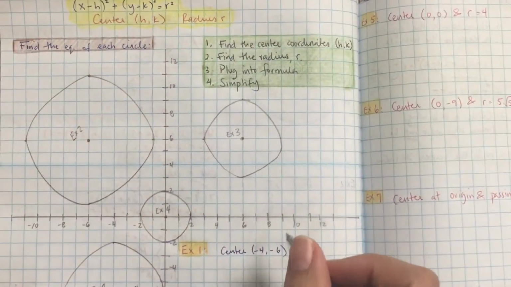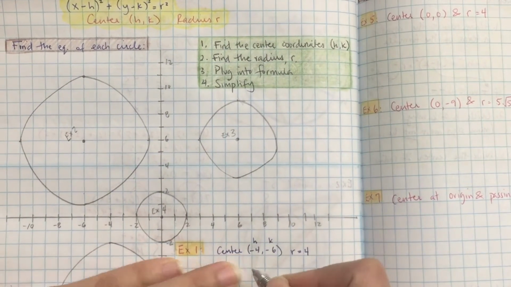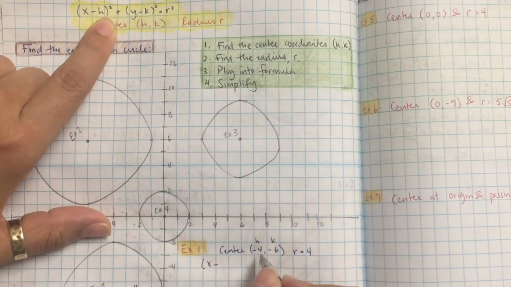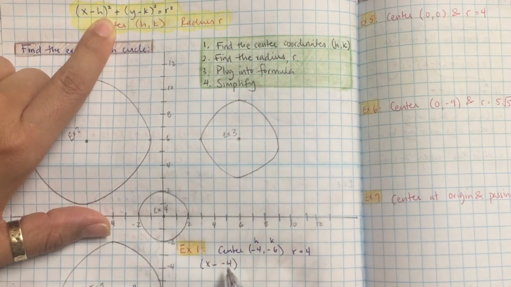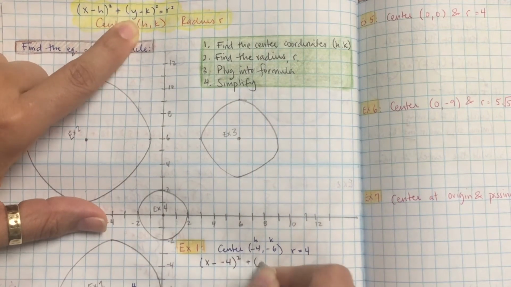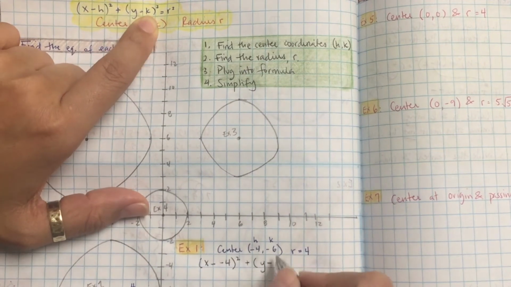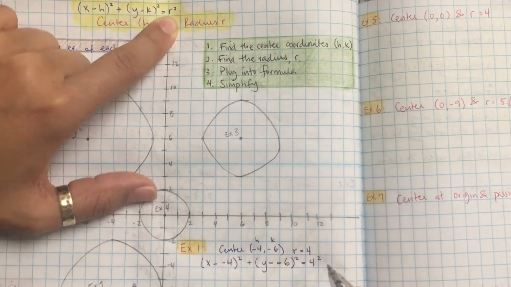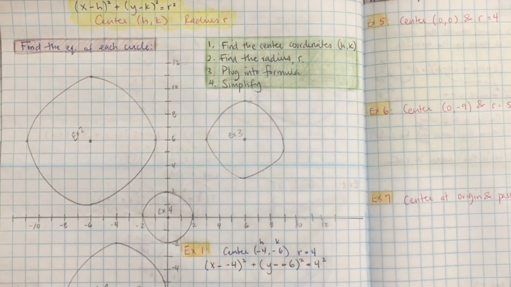Plug it into the formula. So first label h and k. So x is h and y is k. And then plug it right into the formula. So open parenthesis x minus, and then what's h? -4, close parenthesis, squared, plus, open parenthesis, y minus k, which is -6, close parenthesis, squared, equals r, which is 4, squared, the radius squared. Alright, then just simplify.